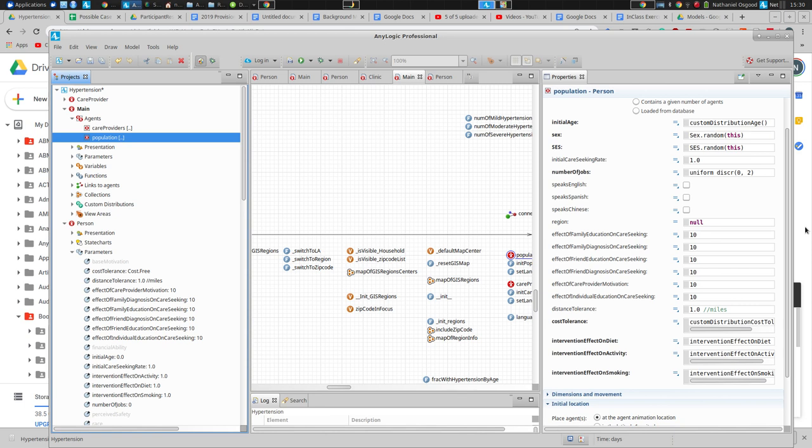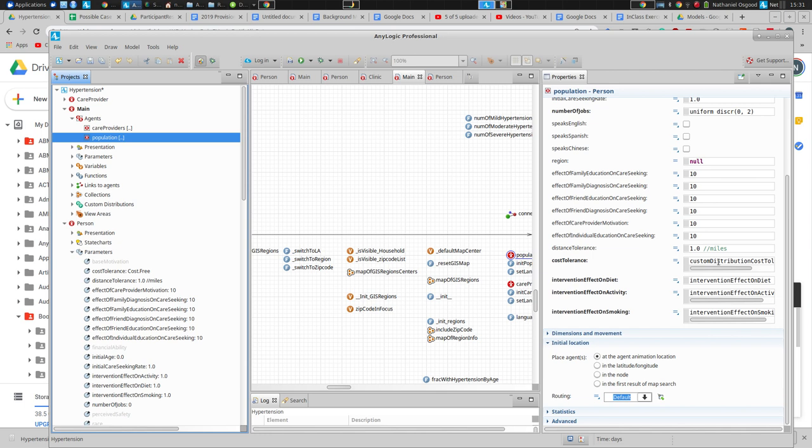So for this particular population, we are basically saying, make these the assumptions about the population. Some are draws from distributions, like this cost tolerance distribution. When you have populations of agents, we typically have a heterogeneous population. Indeed, this is heterogeneous in sex, in SES, in age, in number of jobs, in cost tolerance. So their preferences for care according to cost and maybe distance. So our populations make assumptions about the parameters for an agent in that population.